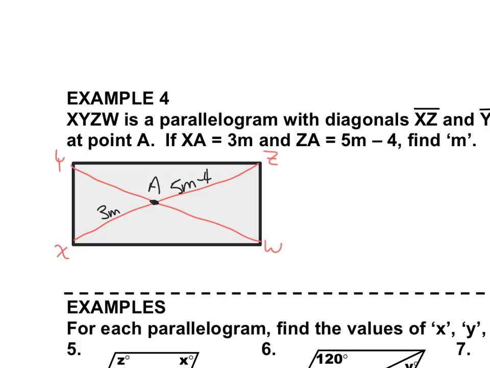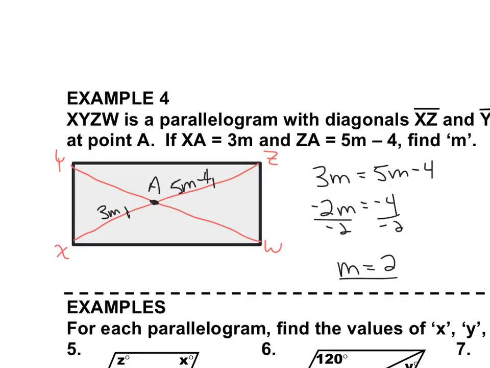So if I look back at the last half, if this is congruent to that, then those expressions are congruent, which means they're equal. So I'm going to write 3m equals 5m minus 4. And then I'm going to solve. I'm going to subtract 5m from both sides. 3m minus 5m would be negative 2m. And that's going to equal negative 4. And then, of course, I divide by negative 2. That gives me m equals 2. All right? So if we plug those both in, both of those would be 6 units long.